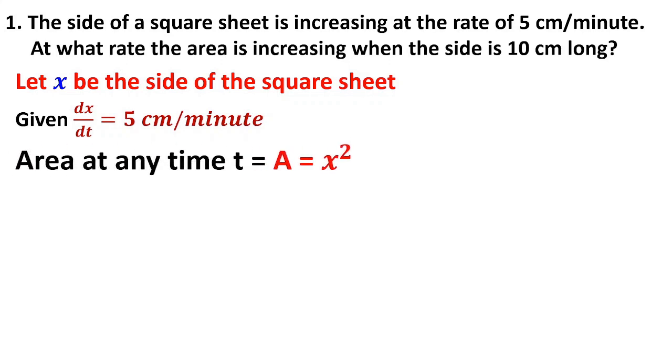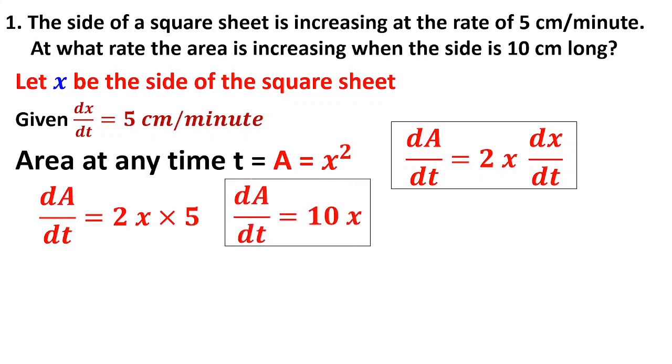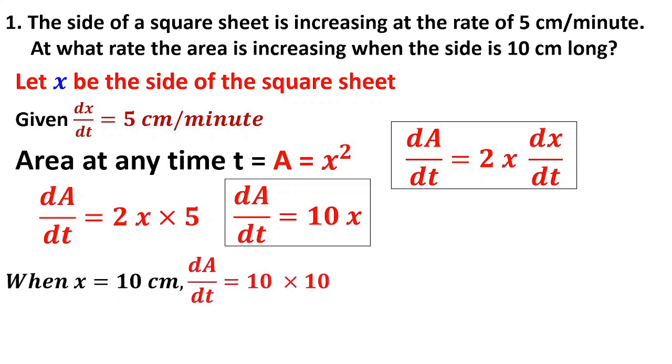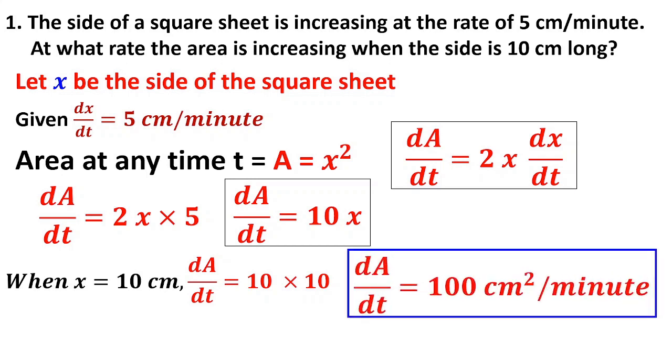And area is x square. I differentiate it, it will be 2x into dx by dt. Look out, it is differentiating with respect to t. Now dA by dt is 2x into 5 because dx by dt is given there. Therefore the rate of change of area is 10x. But they want what will happen when it is 10 centimeter. Therefore put x is equal to 10, you will get 100 centimeter square per minute. Therefore the area is increasing at the rate of 100 centimeter square per minute when the side is 10 centimeter long.